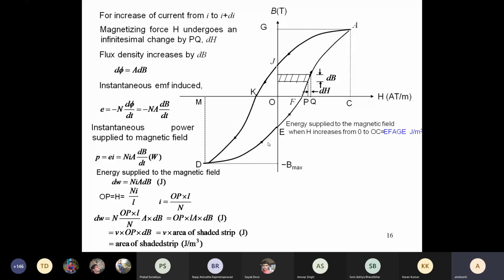At zero you are at the point T, because this will keep on continuing. So when H goes from 0 to OC, it is basically the whole area EFAGE. As H increases from 0 to OC, it is basically this area EFAGE.